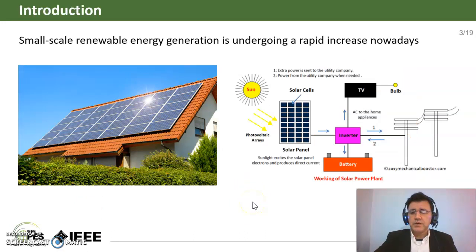Small-scale renewable energy generation is undergoing a rapid increase nowadays, in particular household photovoltaic generation. A key issue in the deployment of household installations with PV and storage is to calculate their optimal size. This problem can be posed as an optimization model and be solved within seconds in a regular laptop.